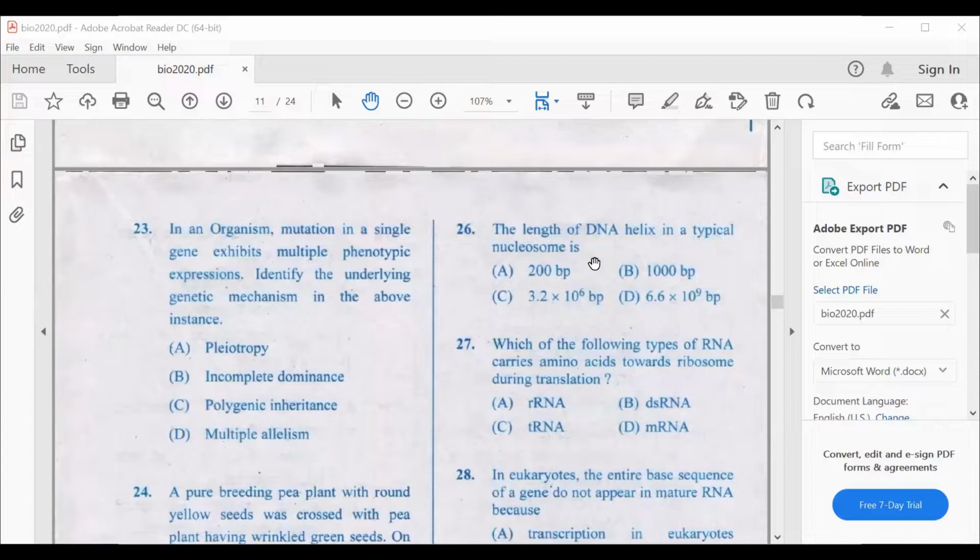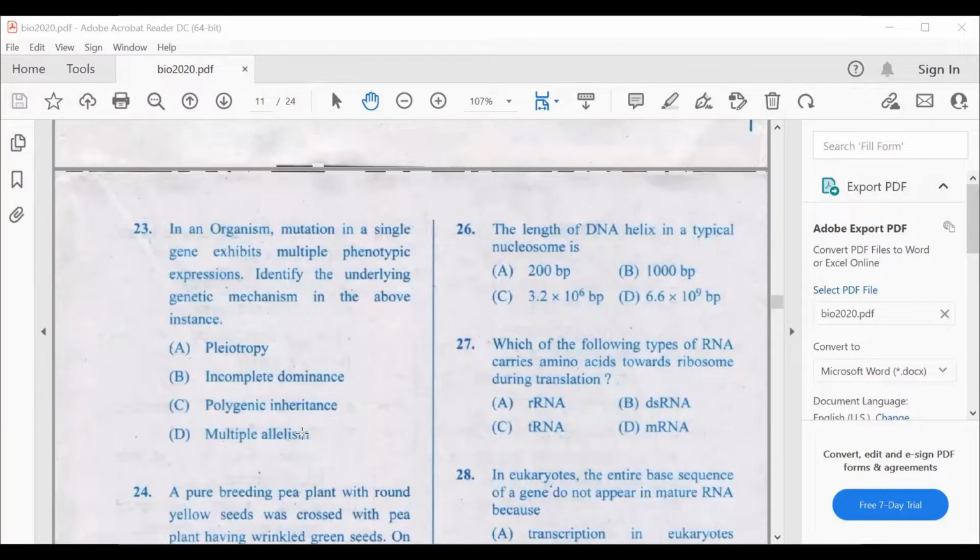Okay, who answered first? Tasmiya answered first. Vanikesh, Jahnavi, Sindhu, Kirtana. All of you answered it correctly. That is option A, pleiotropy.